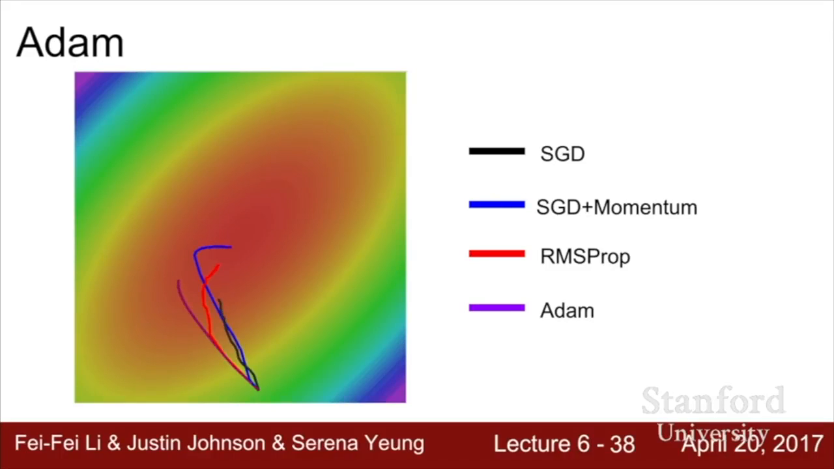Any questions about optimization algorithms? The question is, what does Adam not fix? These neural networks are still large, and they still take a long time to train. So there can still be a problem.